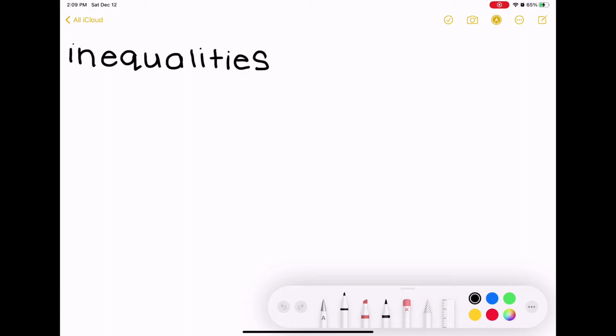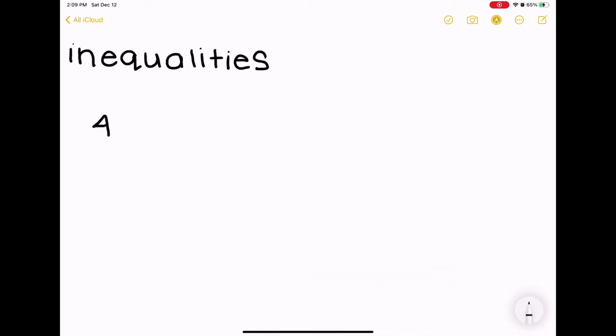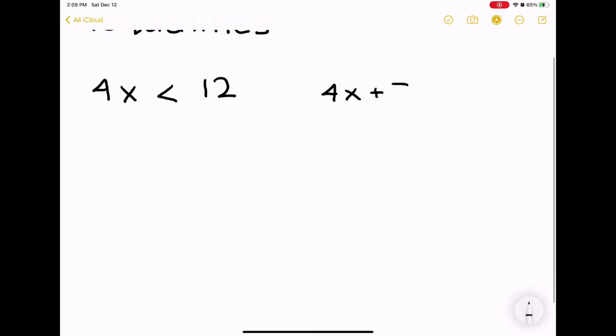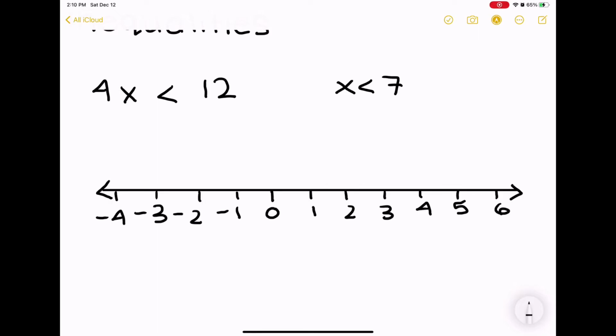First, let's go over what is an inequality. An inequality is something like 4x is less than 12. There are many different kinds of inequalities. One might be 4x plus 7 is less than 29. We'll be learning how to solve those kinds of things later in this video. But the most basic is when you have a variable is less than or greater than a number.